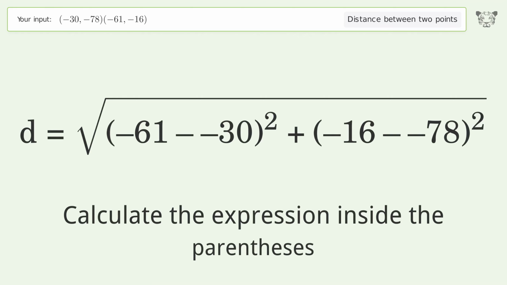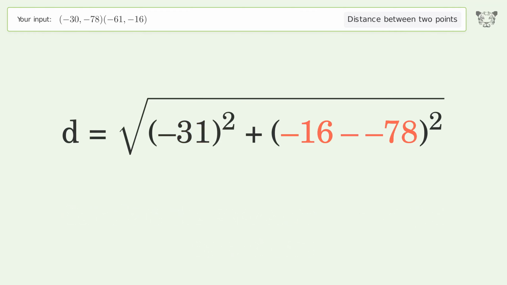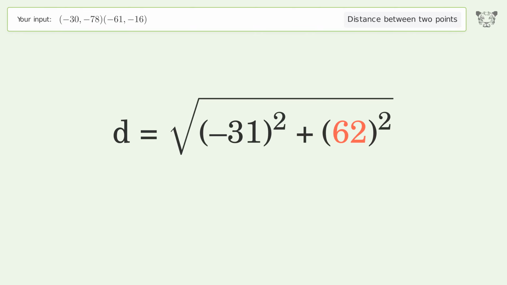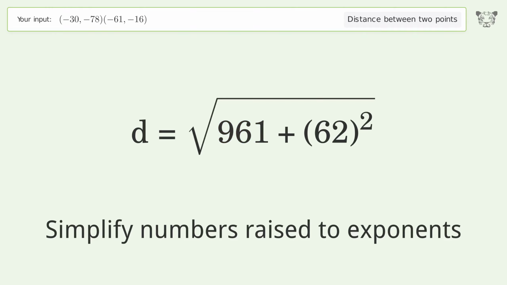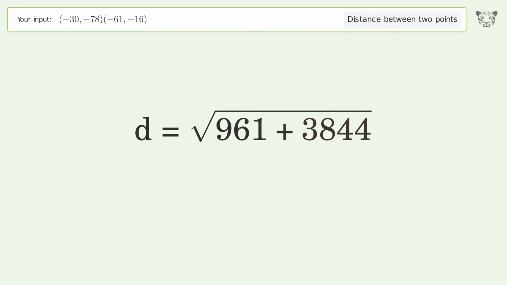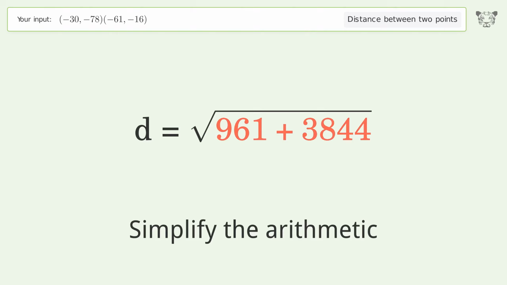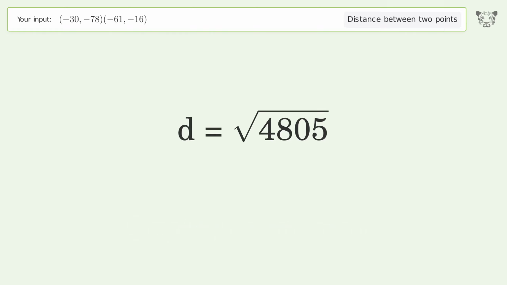Calculate the expression inside the parentheses. Simplify numbers raised to exponents. Simplify the arithmetic. And so the distance between the 2 points is the square root of 4,805, or 69.318.